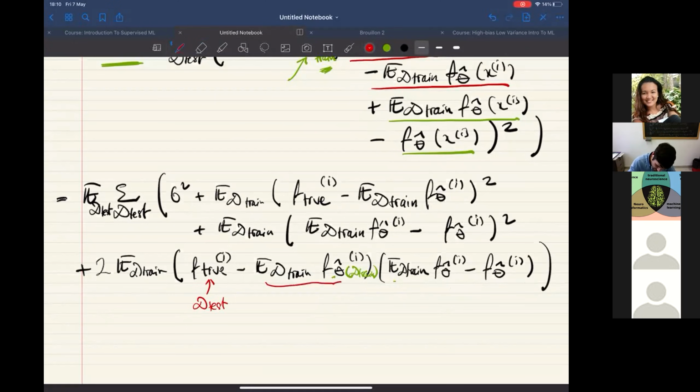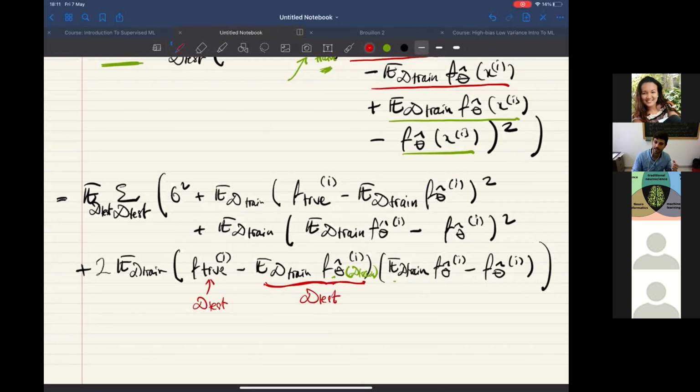This object here is a function of what? It is a function only of the test data as well, because I have averaged over the training data. So it's not anymore a function of the training data. Again, this is an integral over the distribution of the training data. So because I have integrated over the training data and its distribution, it does not depend anymore on the training data. So it's only a function of the test data.